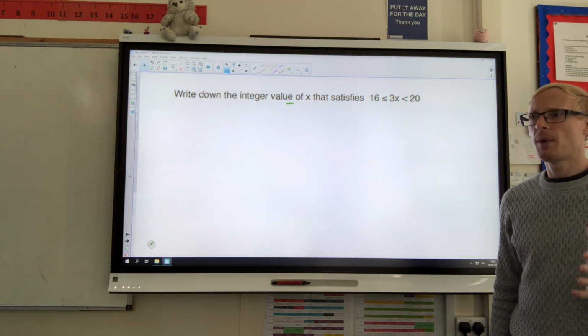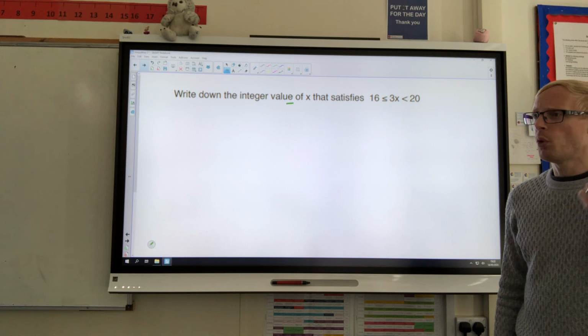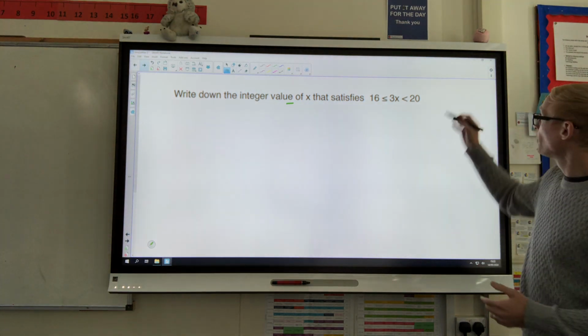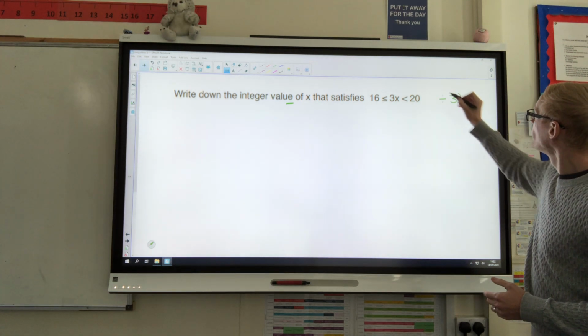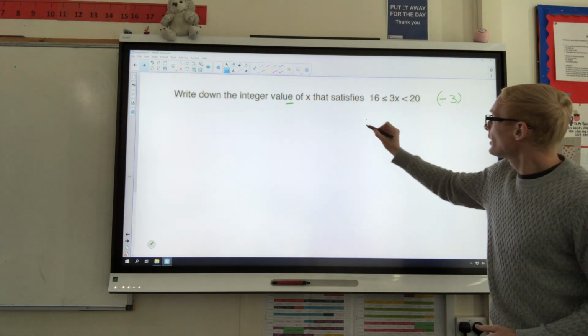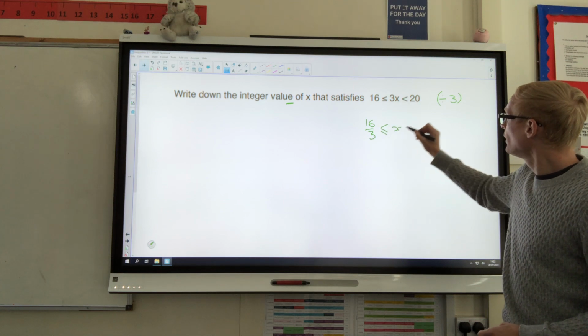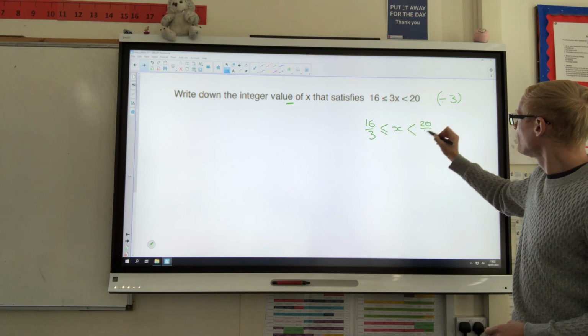So I've got to think about where my numbers are. I've got to think about what my answer is going to be. Write down the integer value of this. So first thing I'm going to do is divide everything by 3. So I'm going to get 16 over 3 here. I'm going to get x here. And I'm going to get 20 over 3 here.